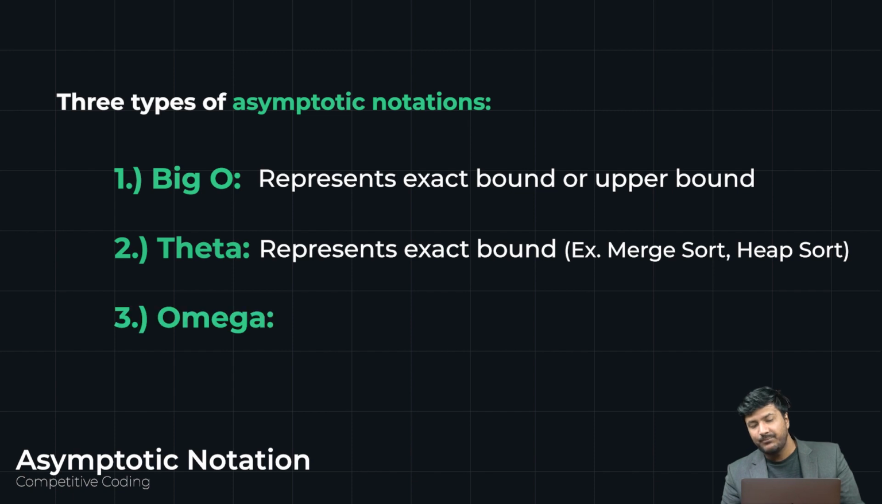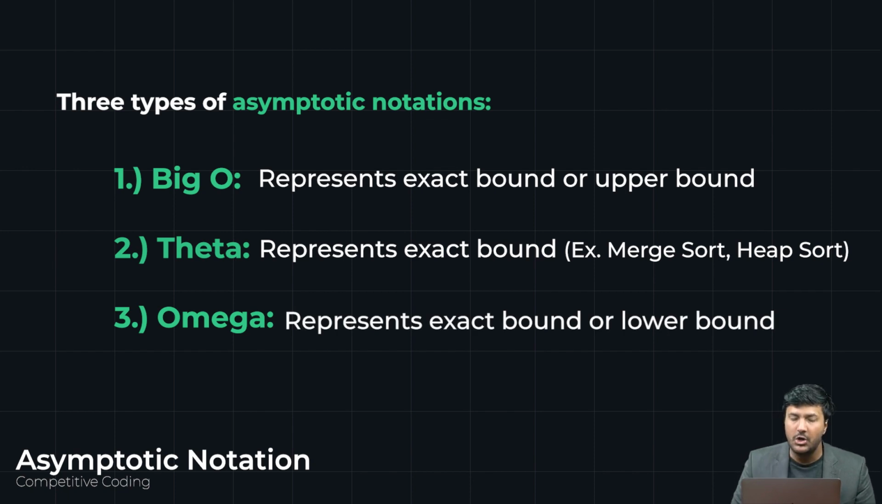Now omega represents the opposite of big O. So omega represents the exact or lower bound. We are going to say that at least it is going to be this, right? It may be worse than this also. So in the best case scenario, it is going to be like this. So omega is kind of like your best case, big O is the upper bound, and theta is like your exact case. So that's pretty much all about the three different notations that we have.